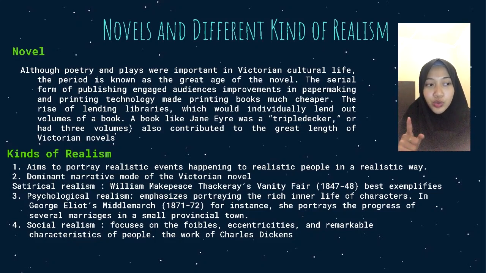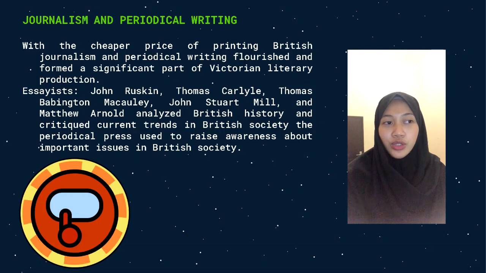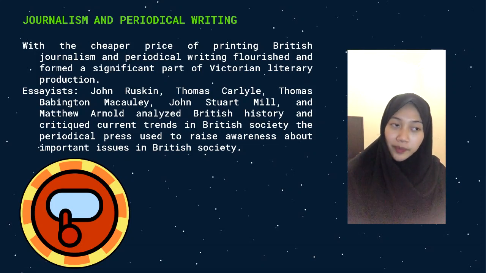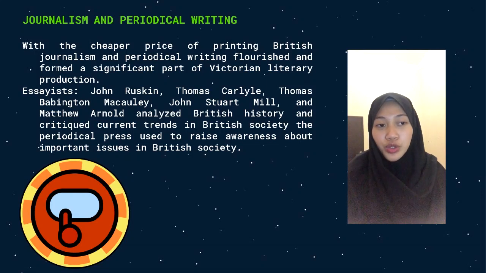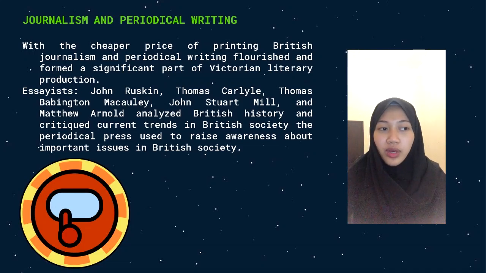Okay, the next I will explain to you about journalism and periodical writing. With a cheaper price of printing, British journalism and periodical writing flourished and formed a significant part of Victorian literary production. Nah, pada masa ini karena semakin murah printing itu, akhirnya jurnalis dan juga periodical writing ini mulai menulis non-fiction prose. Essayists like John Ruskin, Thomas Carlyle, Thomas Babington Macaulay, John Stuart Mill, and Matthew Arnold all wrote famous works of non-fiction prose that analyzed British history and critiqued current trends in British society.